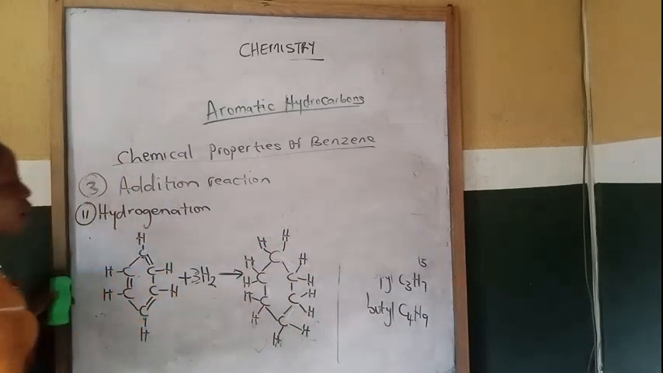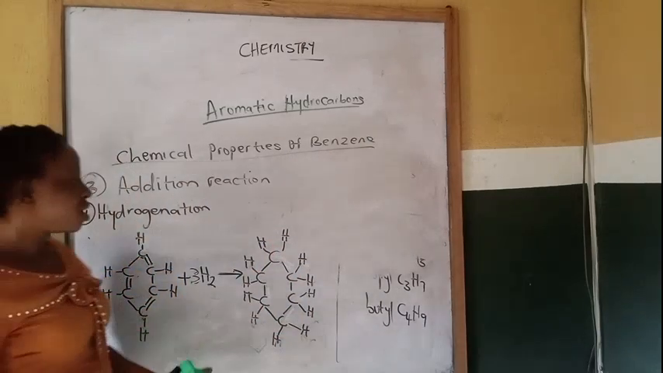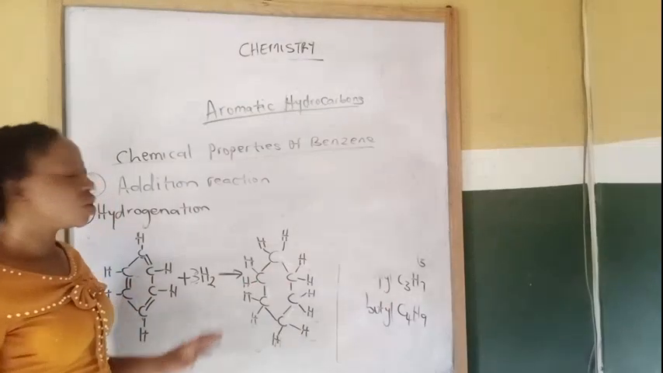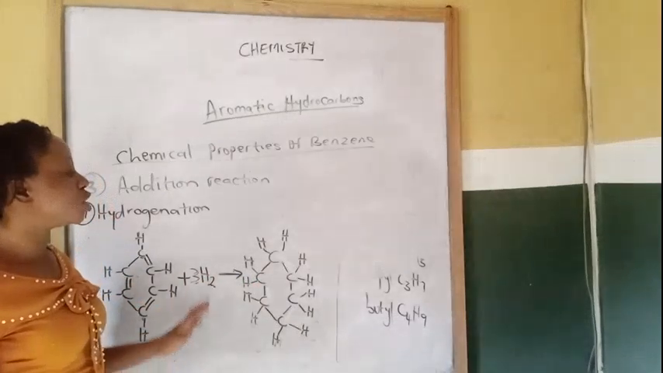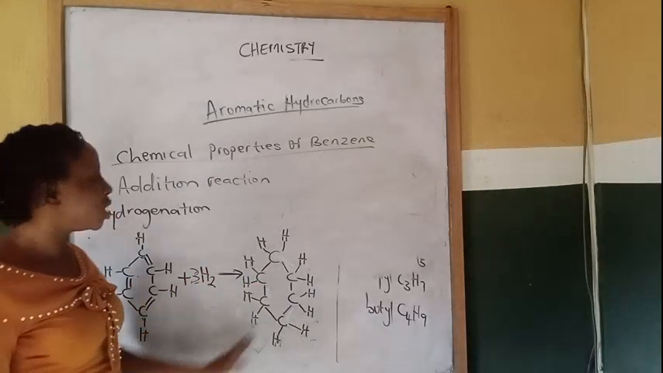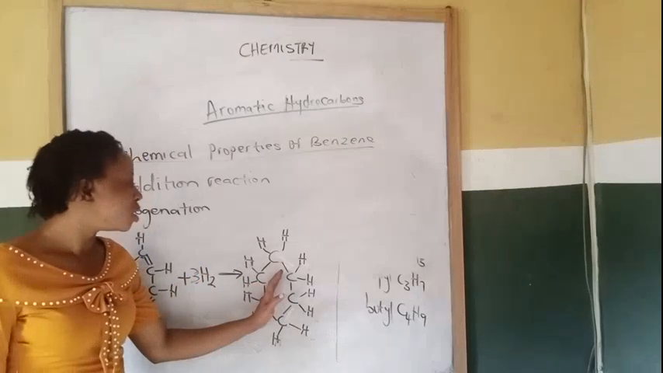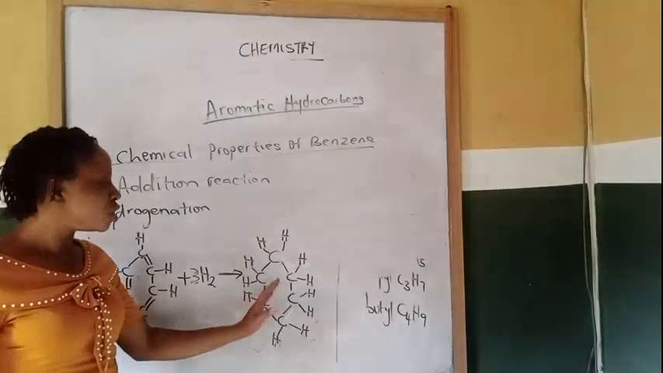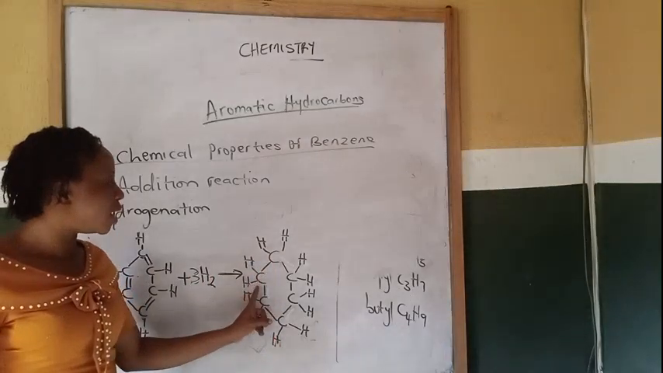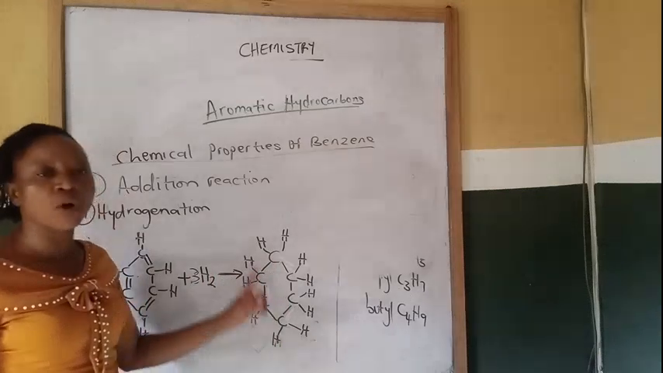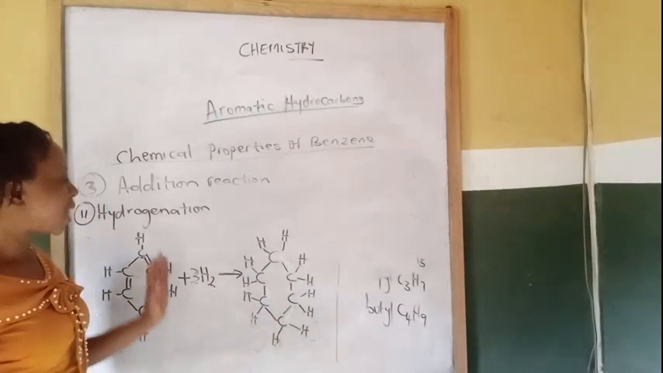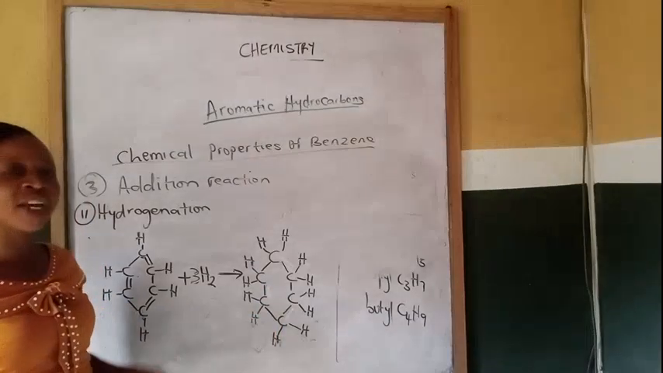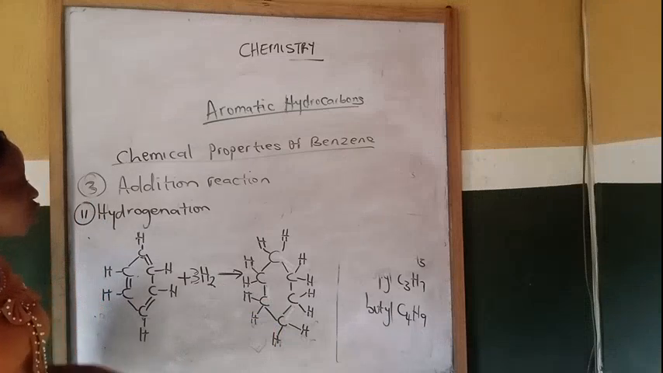Now from this structure, there is no substituent, because carbon and hydrogen are not substituents in organic chemistry. Then the structure is no more a structure of benzene. Since we have a single bond between carbon atoms, it belongs to an alkane. Then the chain is closed, which shows that it is a closed chain alkane.